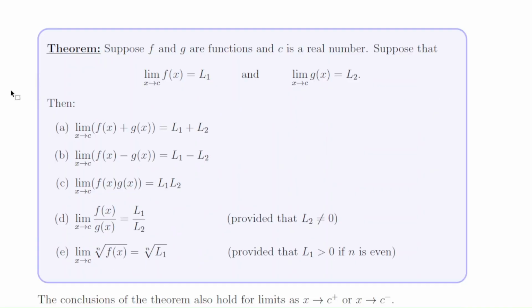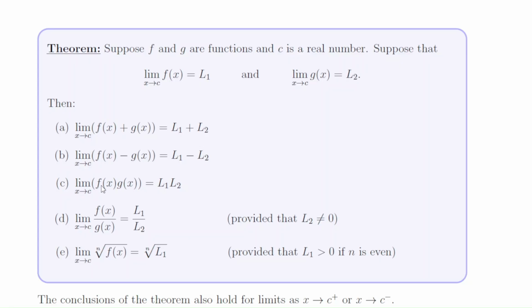We have another theorem here. This theorem says if f and g are functions and c is a real number, and suppose that the limit as x approaches c of f of x is this number L1, and the limit as x approaches c of this function g of x is L2. So both of these limits exist, and they're these values. Then what can we say about the limit as x approaches c of f of x plus g of x? Well, it turns out that the limit of the sum of two functions is equal to the sum of the limits. Okay, as long as both those limits exist, the limit of the sum equals the sum of the limits. Same thing with differences. Limit of the difference of two functions equals the difference of the limits.